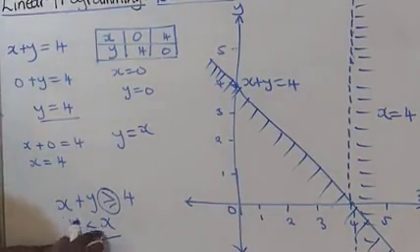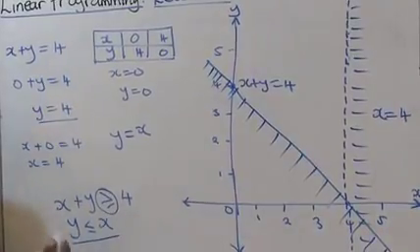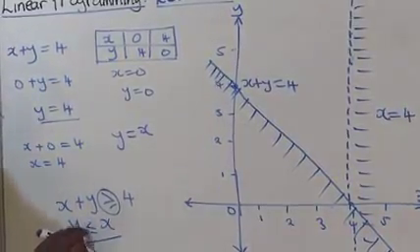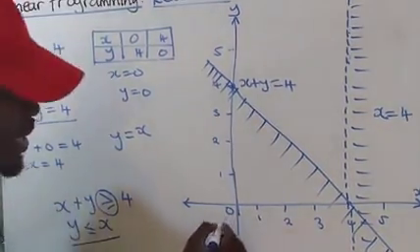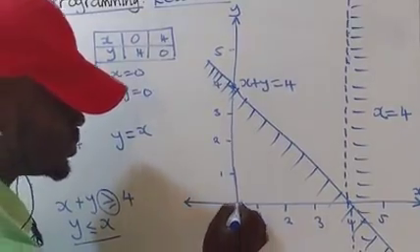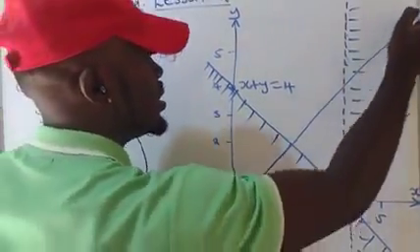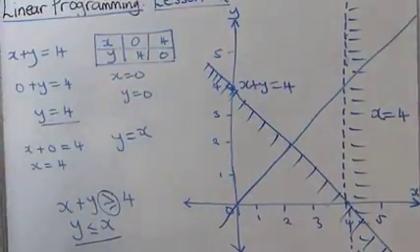y less than or equal to x. So let's see, we have less than or equal to. So I'm coming up with a solid line. We get a ruler. Yeah, that is our solid line.